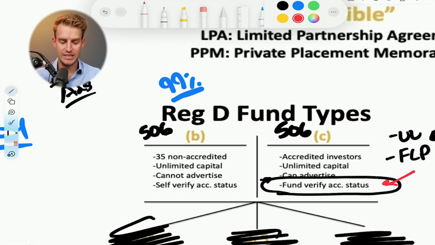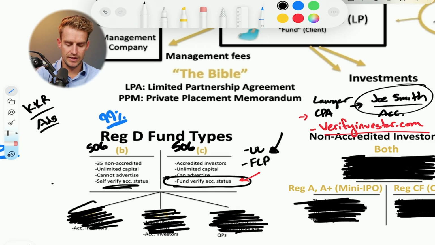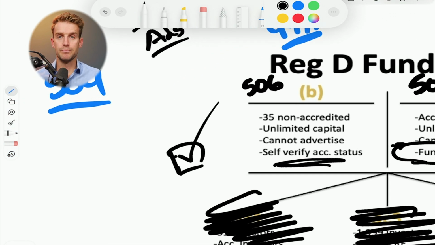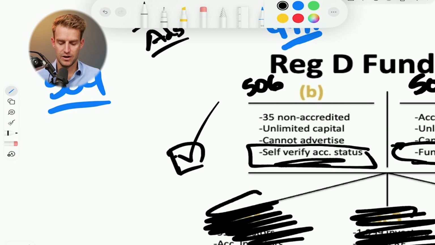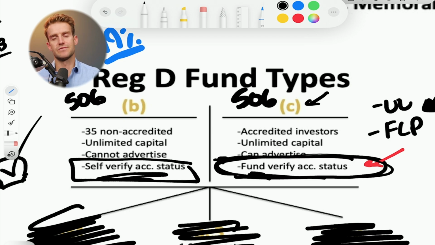Over on a Reg D 506B, what happens? We ask the same question on our documents, but Joe Smith by himself would just check a box. Yes, I am an accredited investor. And the burden is on them, not on the fund. If Joe Smith says he's an accredited investor, then guess what? Joe Smith's an accredited investor. They self-verify, so if he lied, I don't have to check. It's not my burden to check. On a Reg D 506C, it is my burden as a fund to check. I have to make sure they're an accredited investor.